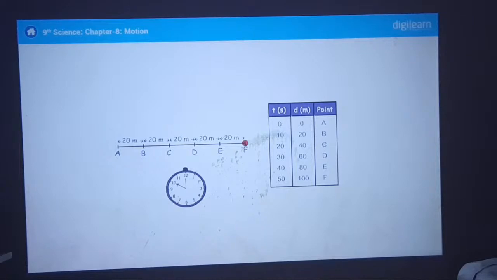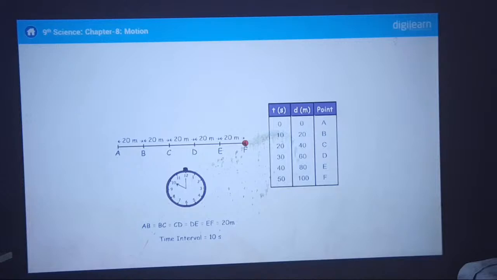In X, every 10 seconds, it is traveling 20 meters and reaches the points B, C, D, E and F successively such that AB is equal to BC is equal to CD is equal to DE is equal to EF, that equals 20 meter, and time interval is equal to 10 seconds. In other words, in successive time intervals of 10 seconds, the displacements AB, BC, CD, DE and EF are all equal in magnitude and direction.